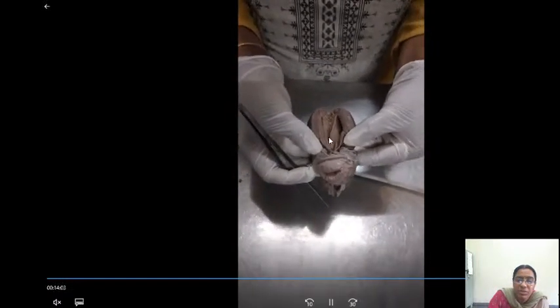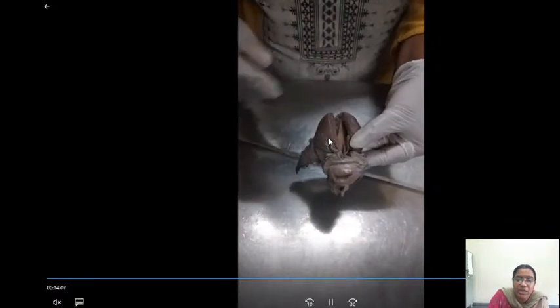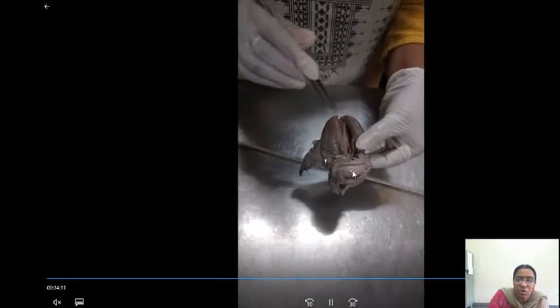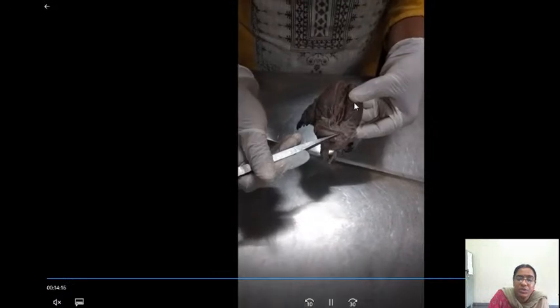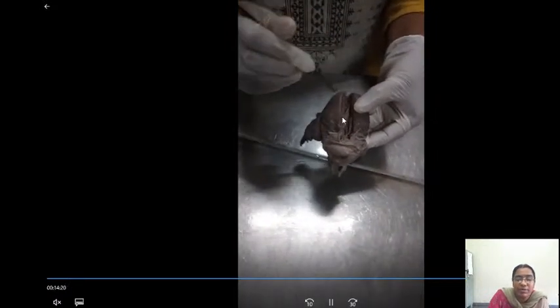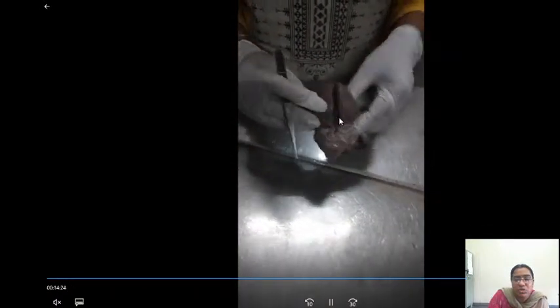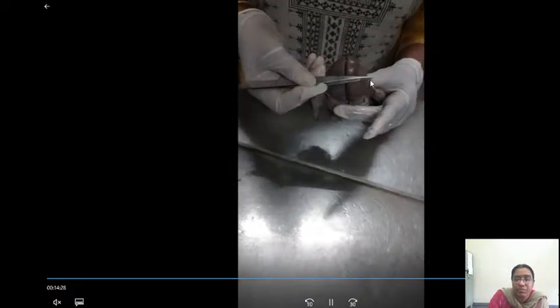When you see a coronal section of the cavity of the uterus, it is triangular in shape, with the apex pointing towards the os, that is the internal os, whereas the base is towards the fundus of the uterus. So when you take a section of the cavity of the uterus, it is triangular, with the base towards the fundus and the apex towards the internal os.